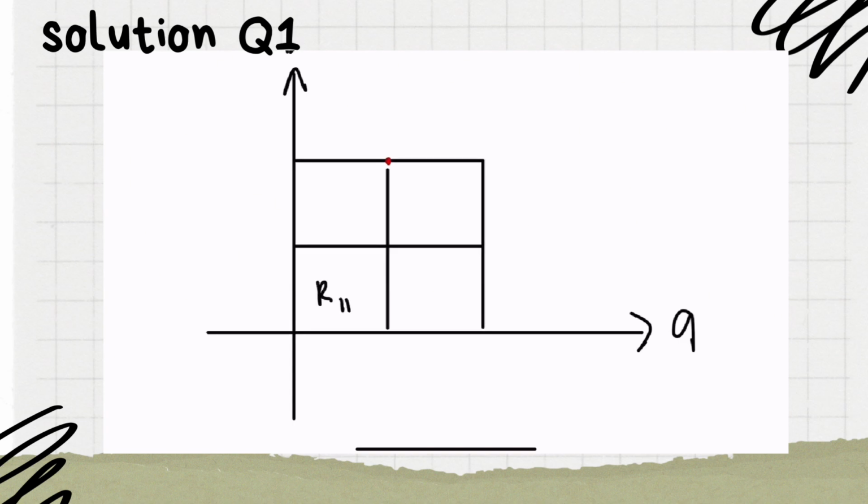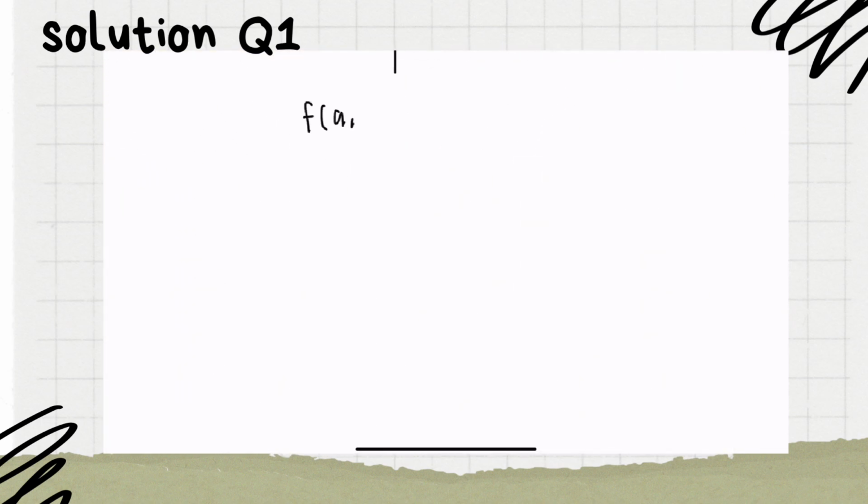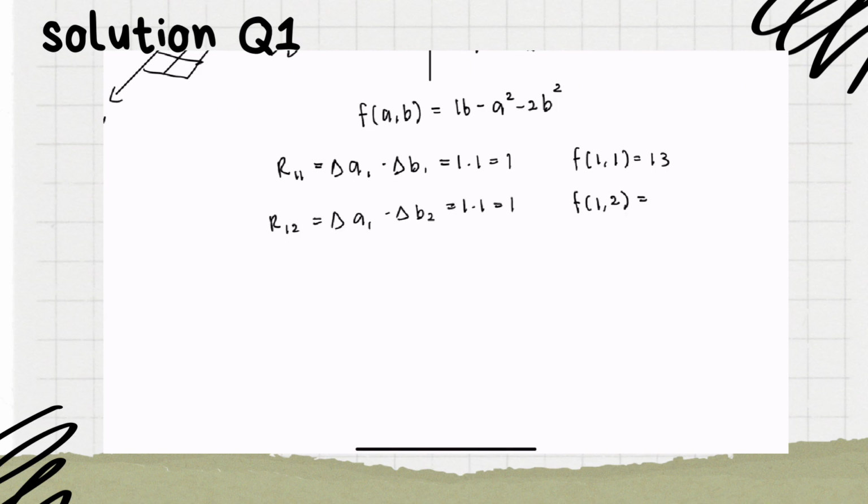Now we have four rectangles: R11, R12, R21, and R22. The question asks us to choose the sample point to be the upper right corner of each square, so we get 1, 2, 2, 2, 2, 1, 1, 1. Now I'm going to rewrite our equation. R11 equals area A1 multiplied by area B1, which equals 1. This also applies to R12, R21, and R22.